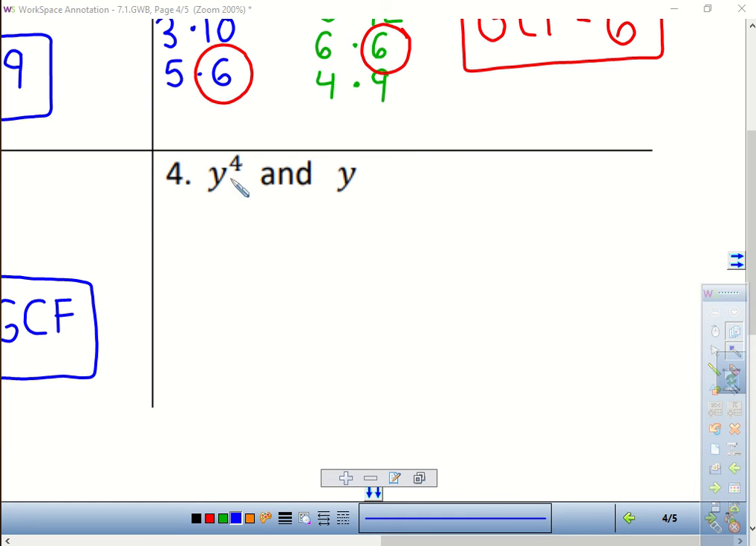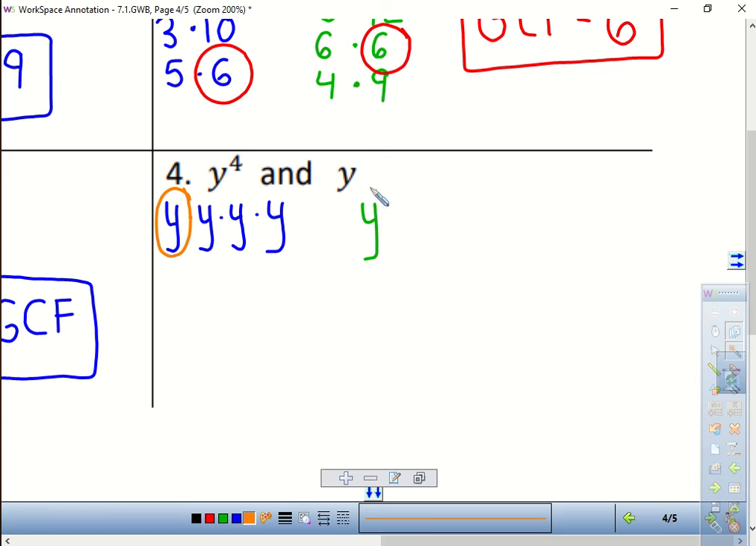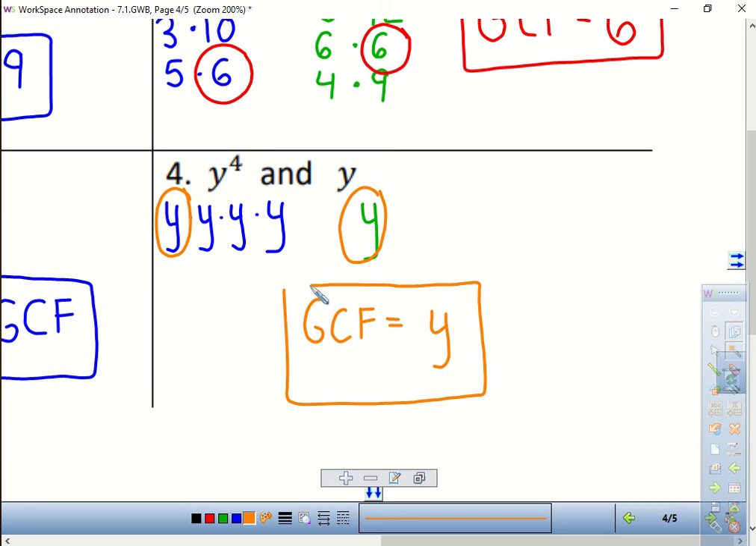So how many y's are there in y to the 4th? 4. I mean, the greatest common factor is 1. It is 1, you're right. So we have 4 y's over here and 1 y over here. So how many y's do they have in common? Just 1. So the GCF here is 1 y. So it's just y. Y to the first power, which is also known as just y.